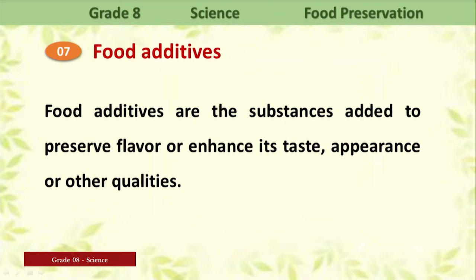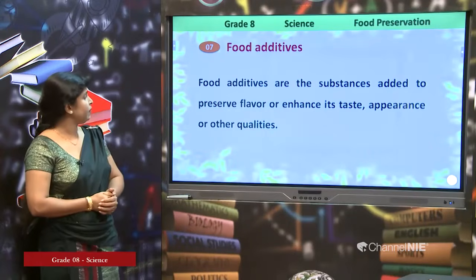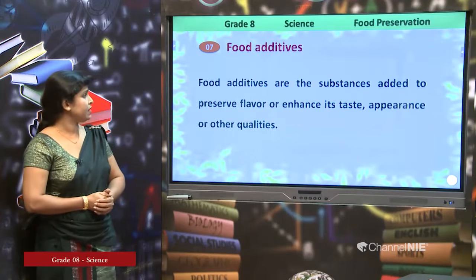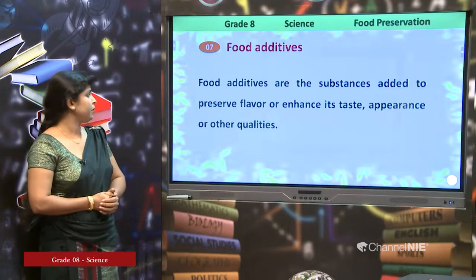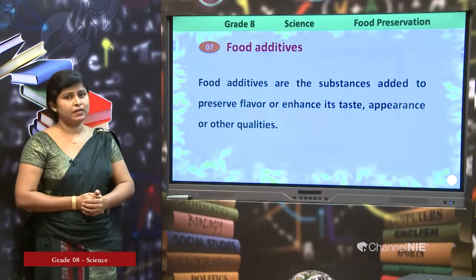Let us see what are known as food additives. Food additives are substances, actually chemical substances, added to preserve flavor and enhance taste, appearance or other qualities. Let us read it again. Food additives are substances added to preserve flavor or enhance taste, appearance or other qualities.